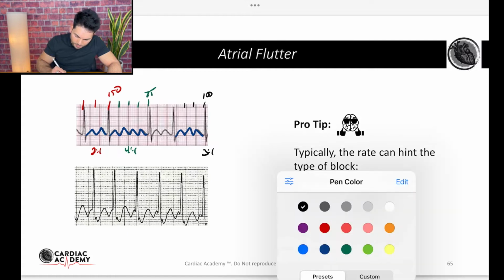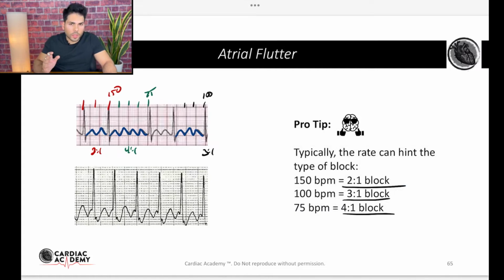Now, occasionally, it's not easy to see these flutter waves. So if you see a patient with a tachycardia of 150, I want you to look for those flutter waves. Let's see in this example below.